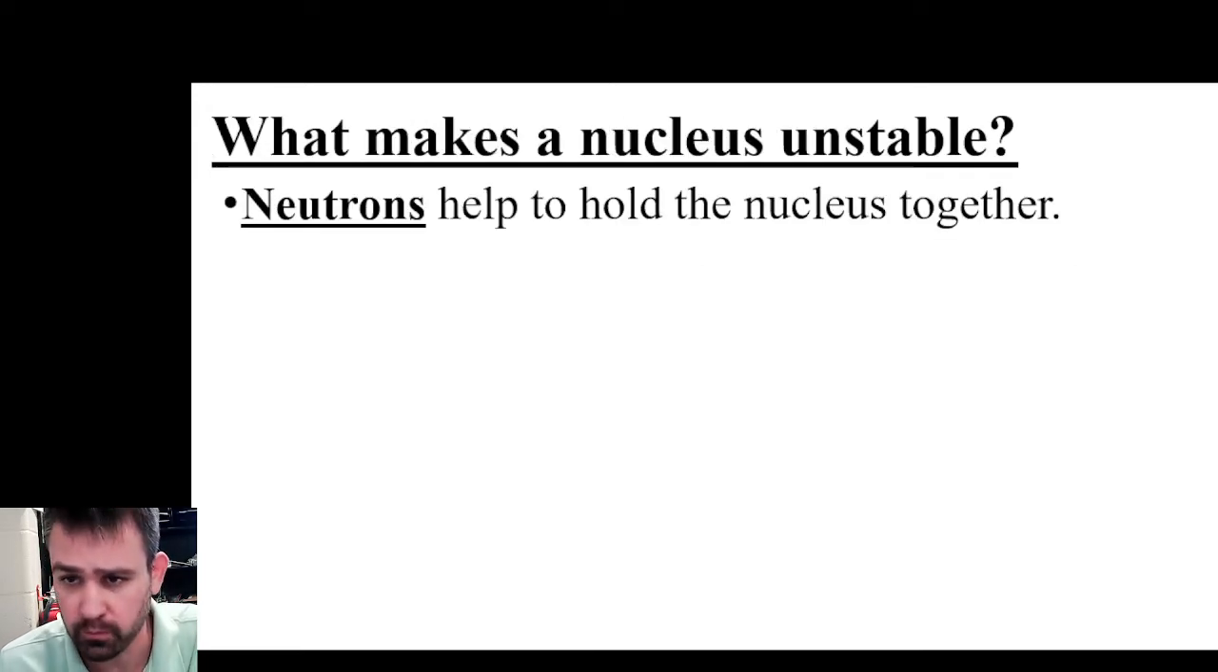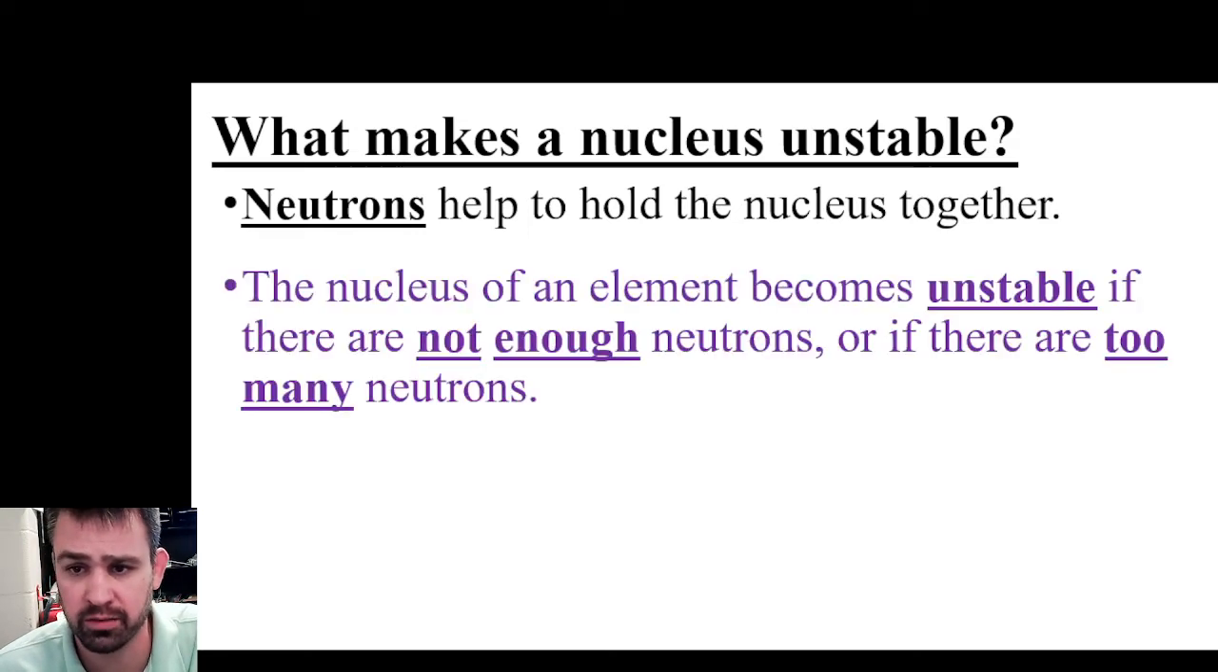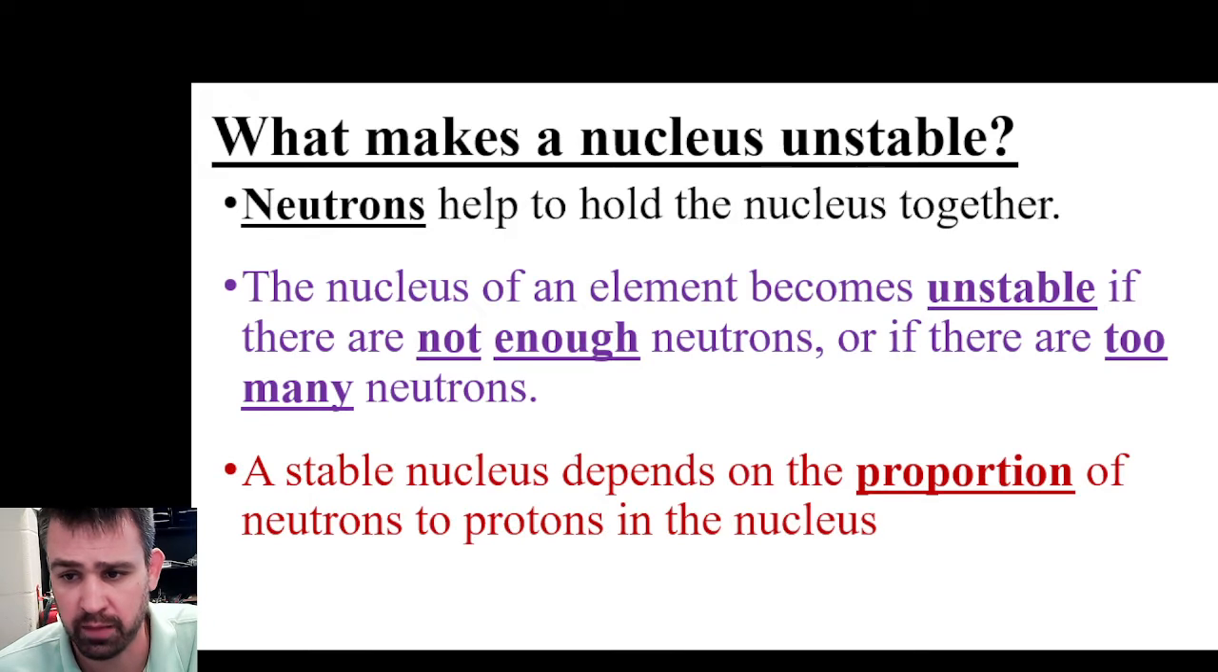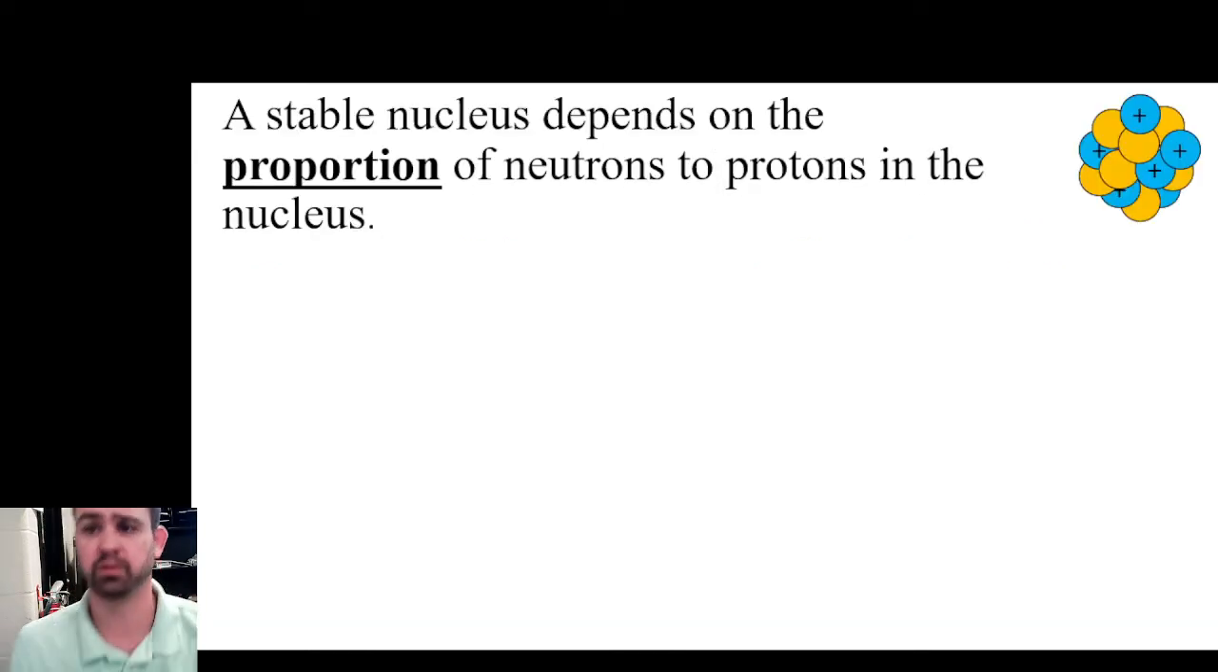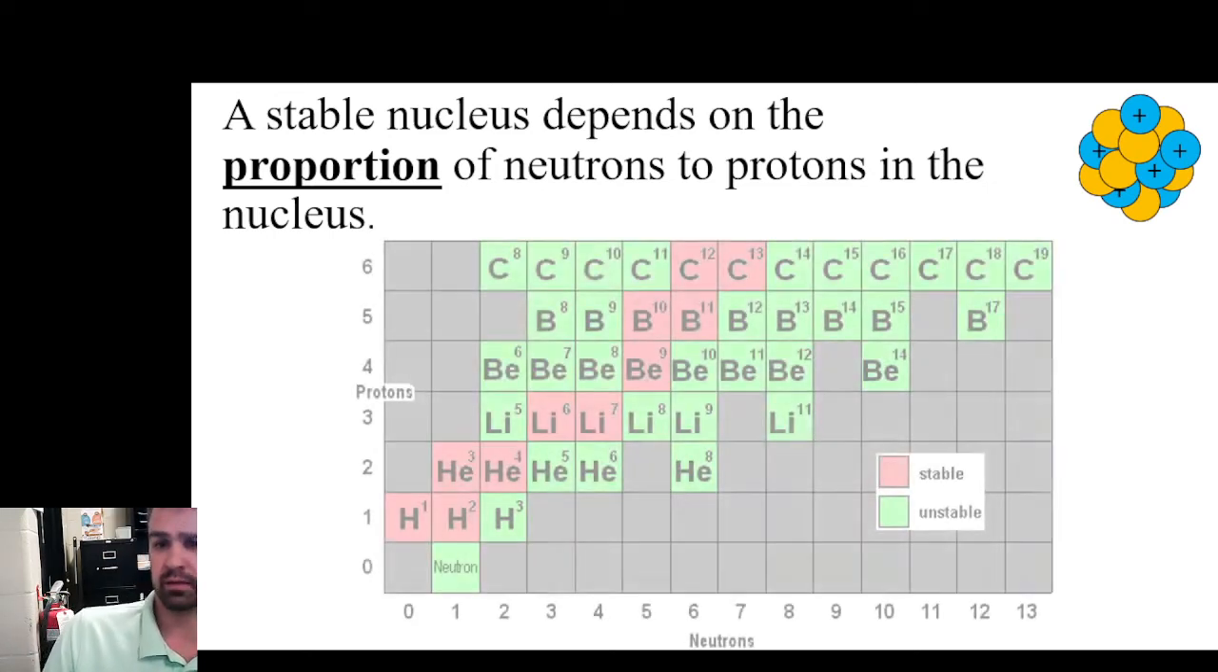So what makes a nucleus unstable? Neutrons help hold the nucleus together. The nucleus only becomes unstable if there are not enough neutrons or if there are too many. So if we don't have the right amount of neutrons, or we have too many, that's what's going to make it unstable. A stable nucleus depends on the proportion of neutrons to protons in the nucleus.